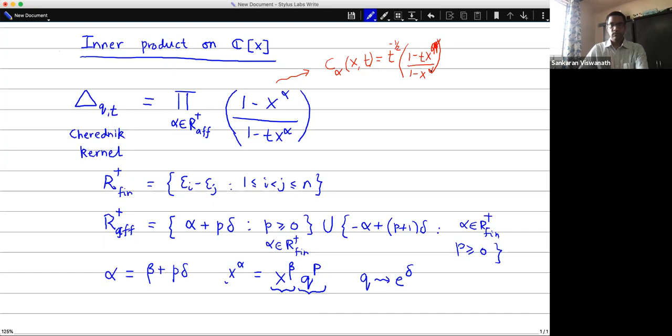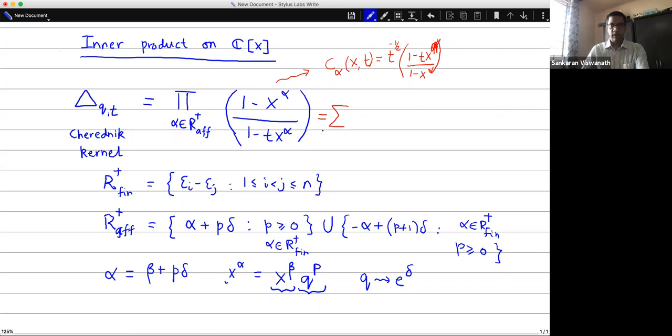This is an infinite product, yes. The way to think about it is that if you expand this out into a power series, pretending that q and t are just indeterminates, it expands out into a power series. I use 1 over 1 minus t x to the alpha equals 1 plus that squared and so on. Now that expansion will look like the following.